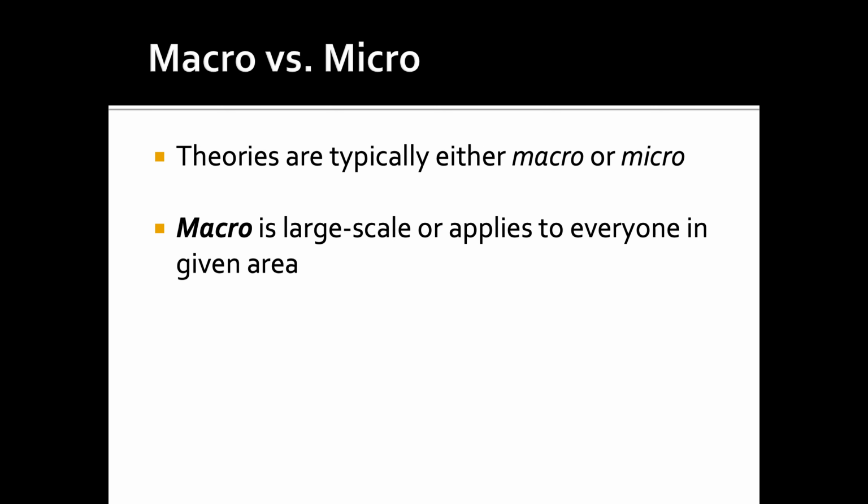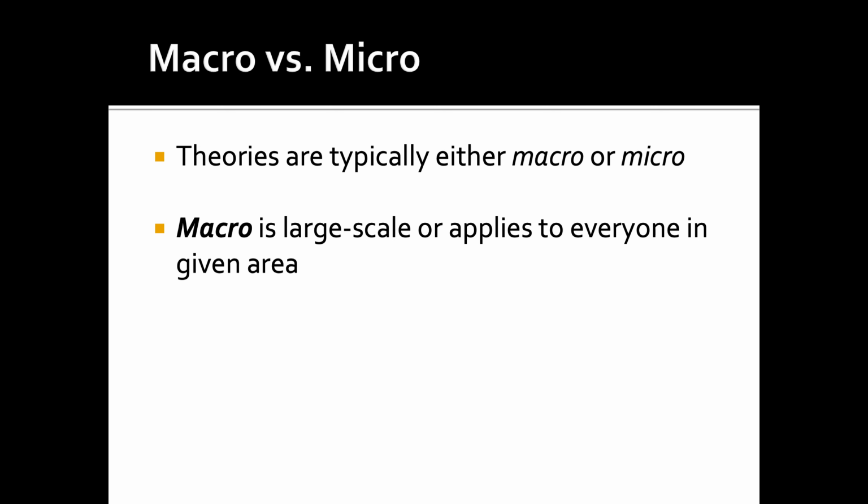Macro, if you've ever heard that term before, refers to large scales or applies to everyone in a given area. So for example, a macro theory might apply to everyone in a particular culture. When we talk about conflict theories and critical theories later in the semester, that's going to look at everyone in America, essentially, because it's looking from a capitalist perspective. It's very critical of capitalism. If you look at another critical theory subfield like feminism, that's a macro theory. It applies to everyone in that particular society.